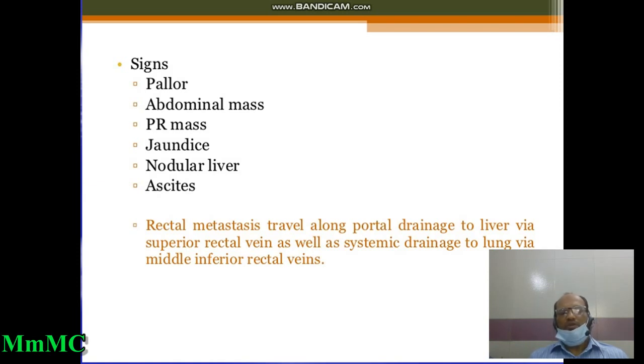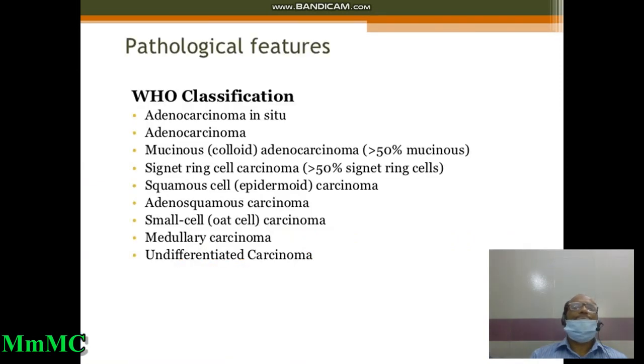That is very important. আমরা যদি লোয়ার ওয়ান থার্ড অফ দ্য রেক্টামে পাই, তাহলে মিডল এবং ইনফিরিয়র রেক্টাল ভেন দিয়ে সিস্টেমিক সার্কুলেশন দিয়ে ফার্স্ট মেটাস্টেসিস আমরা পেতে পারি টু দ্য লাংস। প্যাথোলজিক্যাল ফিচার্স ও ক্লাসিফিকেশন, যেটা আমাদের সবচেয়ে ইম্পর্টেন্ট, এটা হলো more than 85% is adenocarcinoma. অ্যাডেনোকার্সিনোমা ইন সিটু আমরা খুব একটা ডিটেক্ট করতে পারি না। মিউসিনাস কলয়েড অ্যাডেনোকার্সিনোমা, সিগনেট রিং সেল কার্সিনোমা, স্কোয়ামাস সেল কার্সিনোমা, অ্যাডেনোস্কোয়ামাস কার্সিনোমা, স্মল সেল কার্সিনোমা, মেডুলারি কার্সিনোমা, undifferentiated carcinoma.